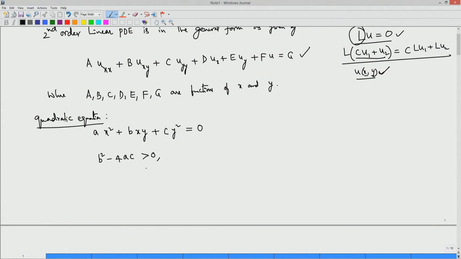If it is positive, you call it hyperbolic, a hyperbola. For any quadratic equation, when the discriminant is positive, it is a hyperbola. If it is 0, it is called a parabola. That is how you classify it. And if b square minus 4ac is less than 0, this is an ellipse, right?